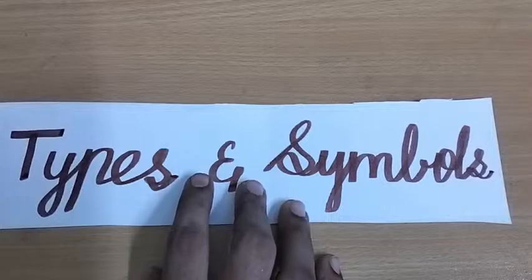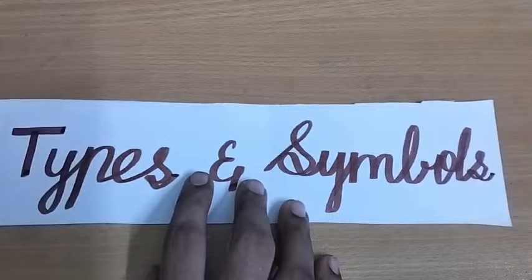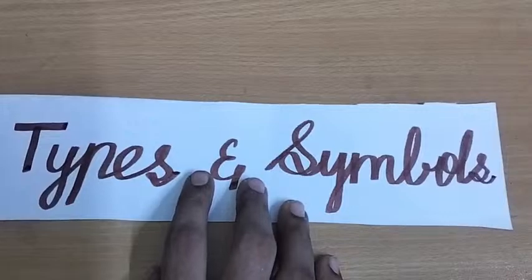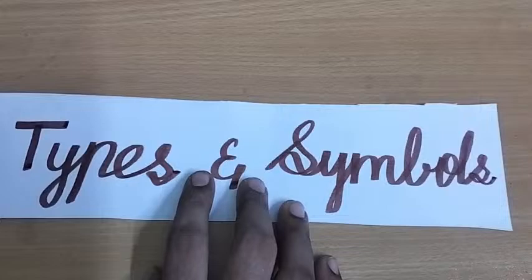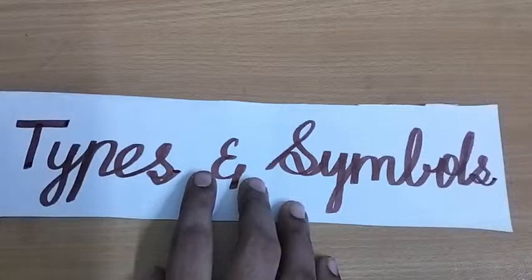Like in mathematics we have different symbols, right? Addition symbol, subtraction symbol, division symbol, everything. For each and every symbol we have a different concept. The same way in art also we have certain symbols which denote their meaning. They have a separate meaning of usage. In certain pictures you can use this type of symbols, in certain you can use different types.